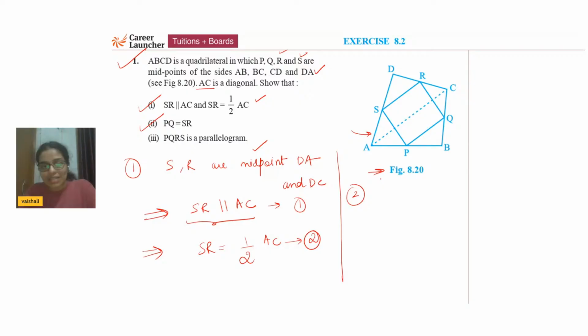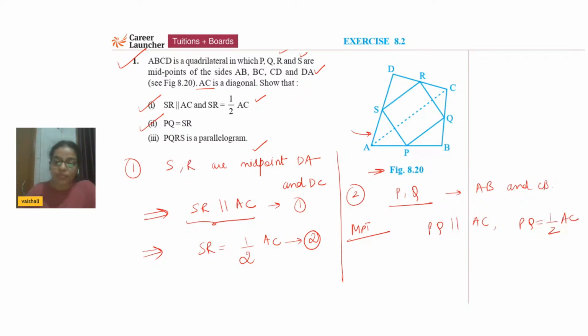Now looking at the second part. From second part again, just remember that P and Q are the midpoints of what? AB and CB, है ना? Again by the midpoint theorem, I can say that my PQ will be parallel to the diagonal AC, and not only that, my PQ will be half of AC also. So let's just name this as equation 3.